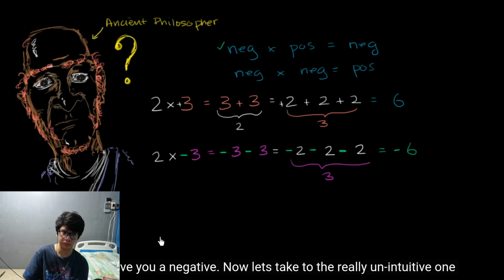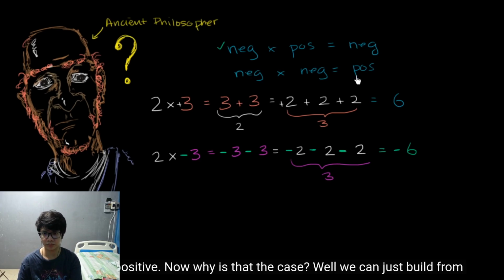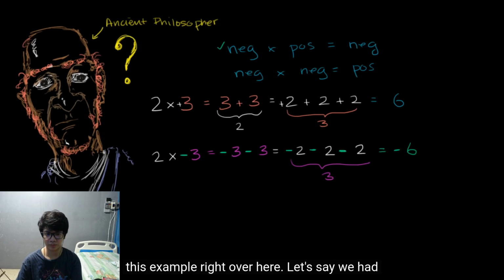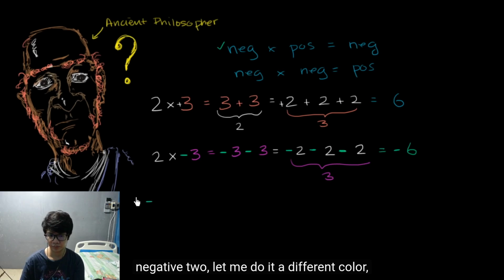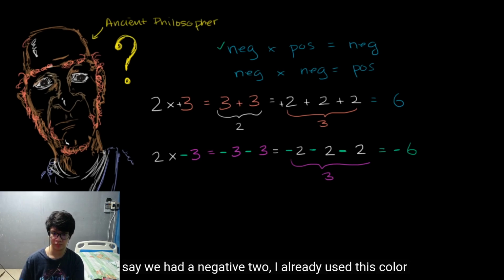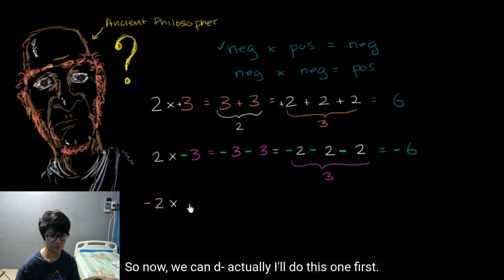Now let's take on the really unintuitive one. A negative times a negative, all of a sudden the negatives kind of cancel out and give you a positive. Why is that the case? Well, we can just build from this example. Let's say that we had -2 times -3.